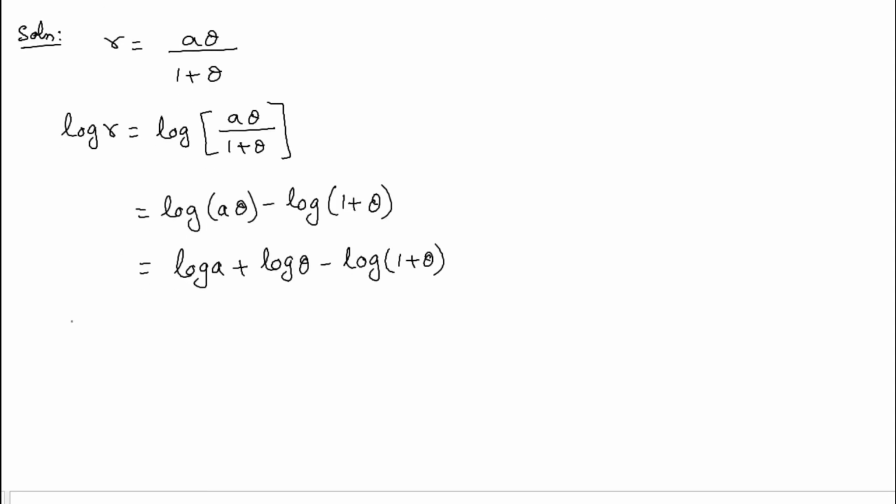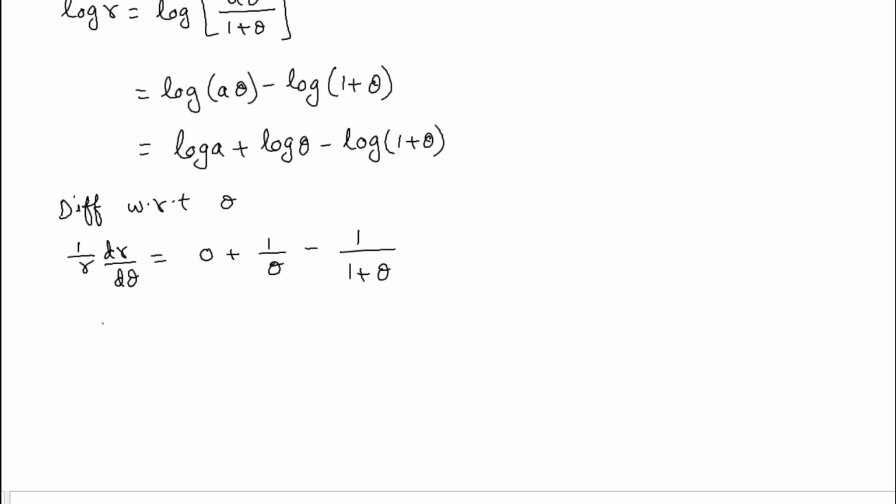Now let us try to differentiate this with respect to θ. Derivative of log r will be 1/r dr/dθ, equals log a is a constant, its derivative will be 0, plus derivative of log θ will be 1/θ, minus derivative of log of 1+θ will be 1/(1+θ) into inner differentiation, the differentiation of 1+θ will be 1 itself. So the left hand side 1/r dr/dθ will be nothing but cot of φ.